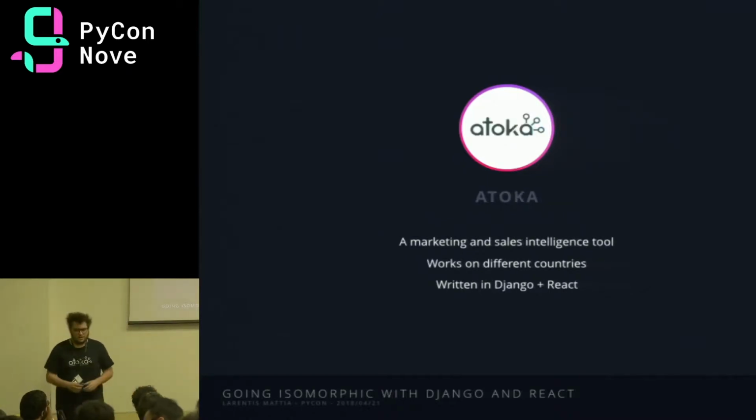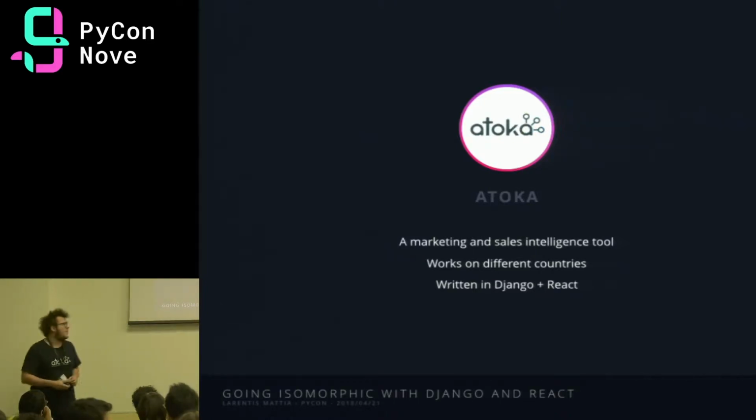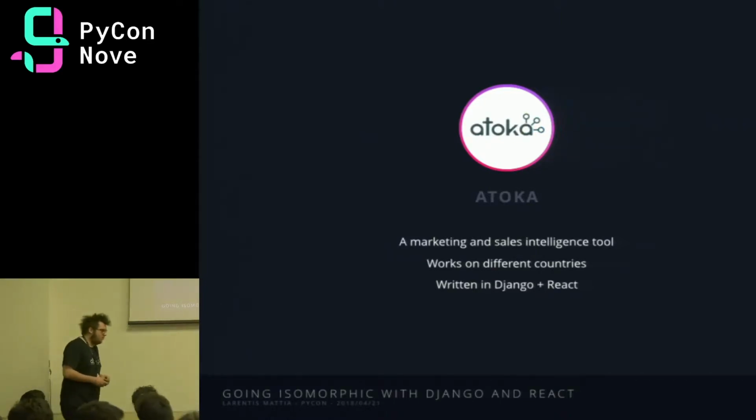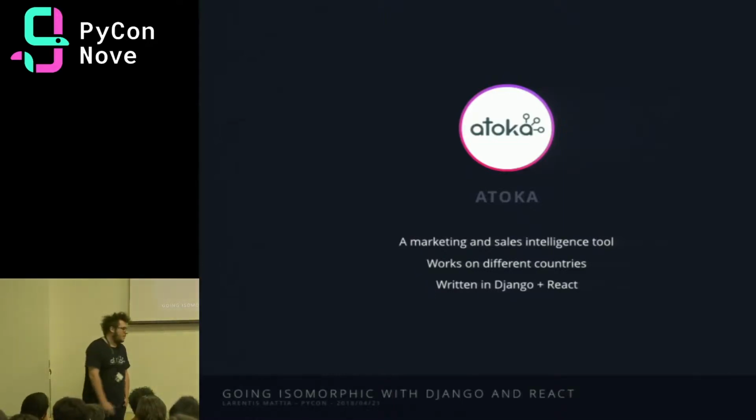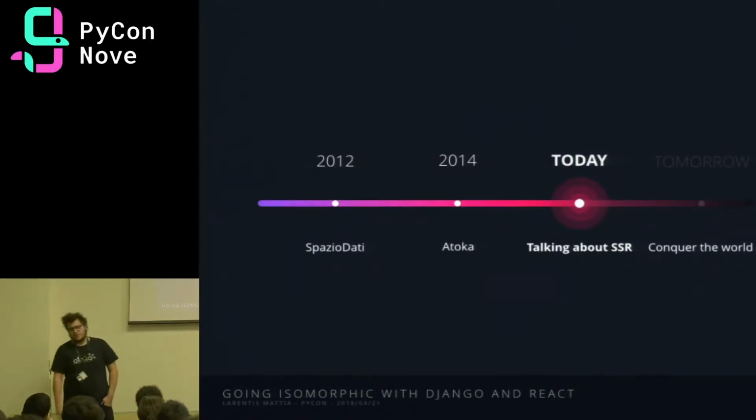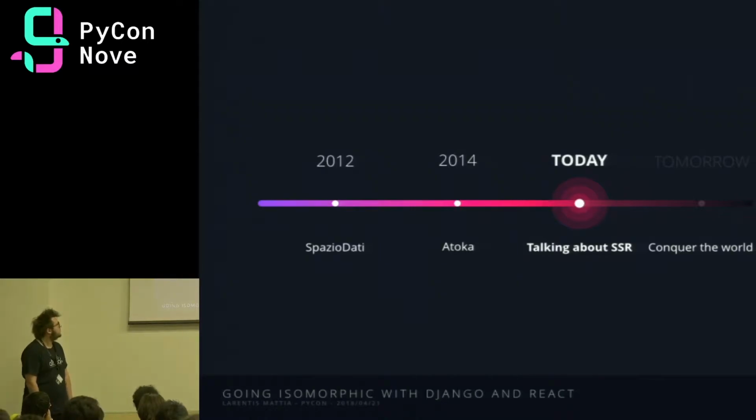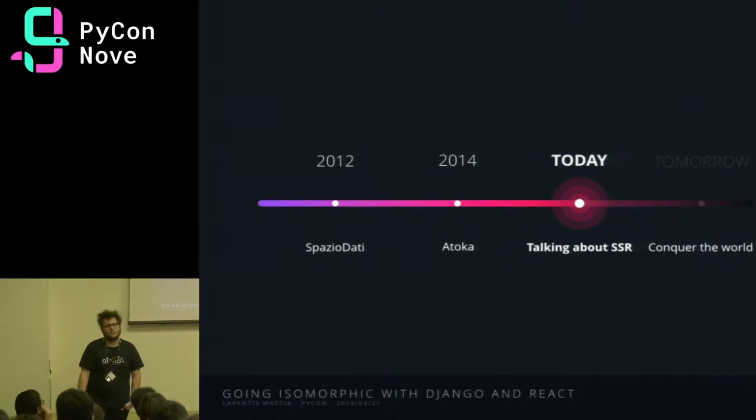I work here on a product. This product is called Atoka. And Atoka is a tool for marketing and sales intelligence. It works in different countries, actually Italy, the UK, and Russia, and is written in Django and React. Spazio Dati was born 6 years ago, and some years ago, Atoka was born.